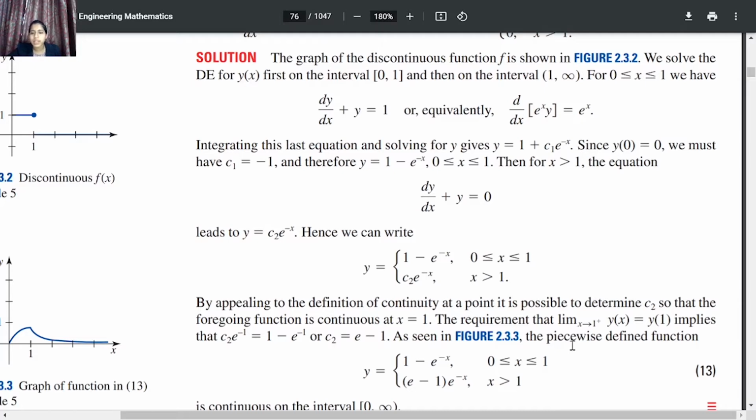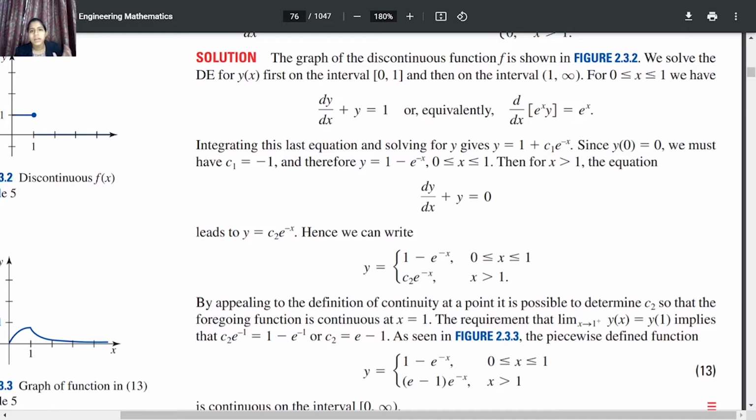The requirement is that limit x tends to 1 plus y of x is equal to y of 1. So when it is equal to y of 1, we will get c2 into e raised to minus 1 is equal to 1 minus e raised to minus 1. Solving this, we get the value of c2, which is equal to e minus 1. So just substituting it, we will get the required solution. So this is how we solve a piecewise differential equation.